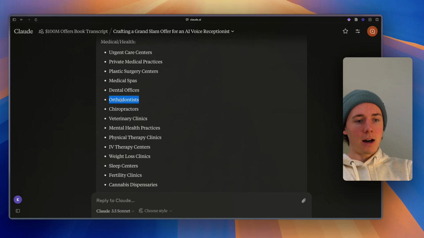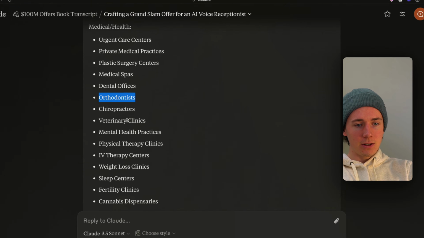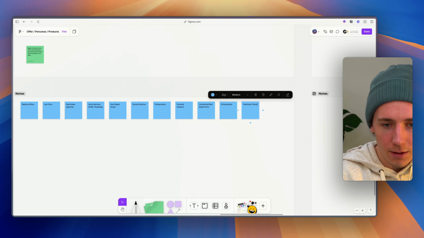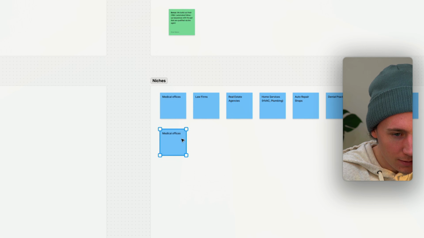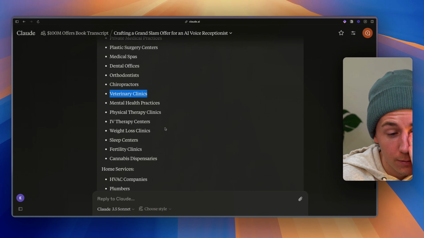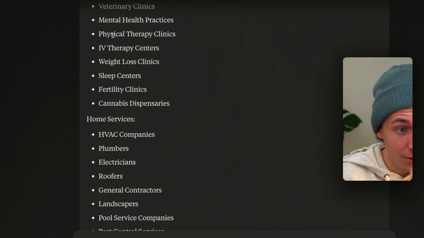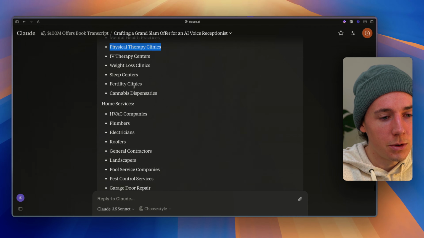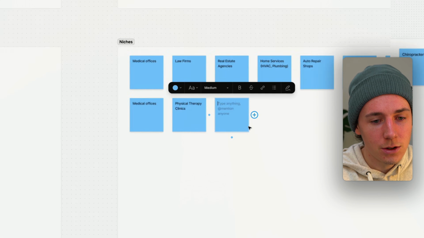But I think orthodontists, we already have dental practices in there, vet clinics, therapy offices could be an interesting one. Then we have sleep centers, physical therapy clinics. Then we have cannabis dispensaries, kind of interesting.